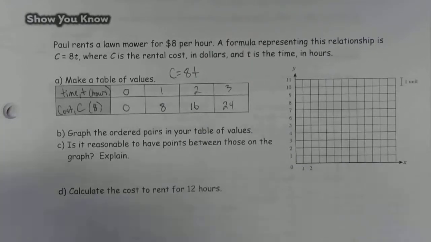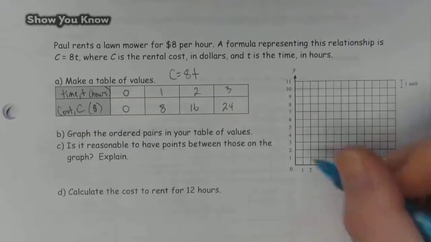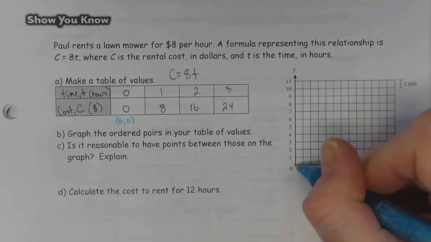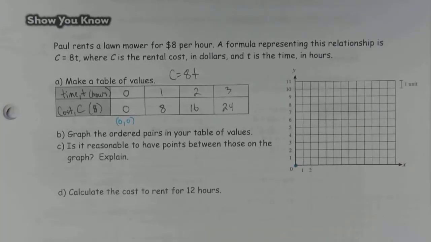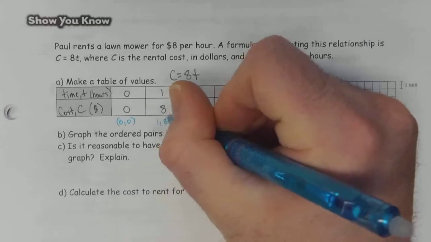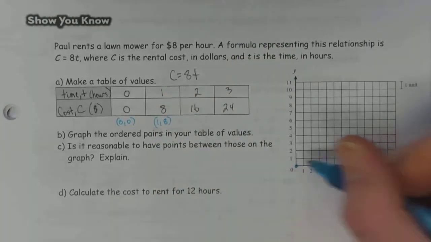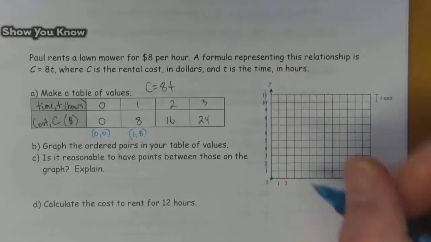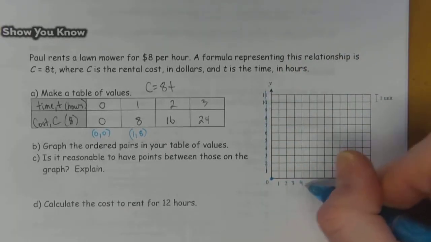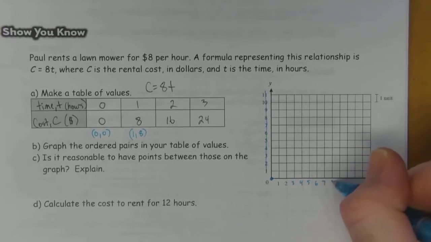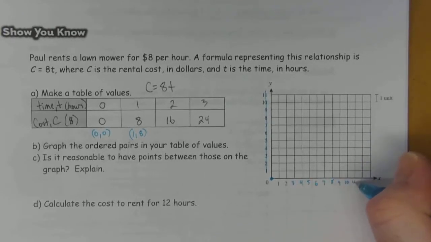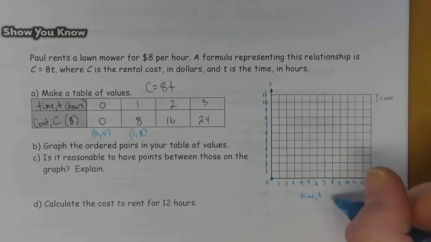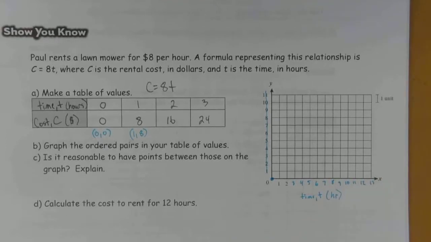It says to graph the ordered pairs in your table. So we'll start with 0, 0. That's what this ordered pair is. It's 0, 0. And that's going to go right there on the origin. Then I've got an ordered pair 1, 8. So in order to do this, we need to change these values. These are useless. So the time is across the bottom. This is time, T, and that's in hours.